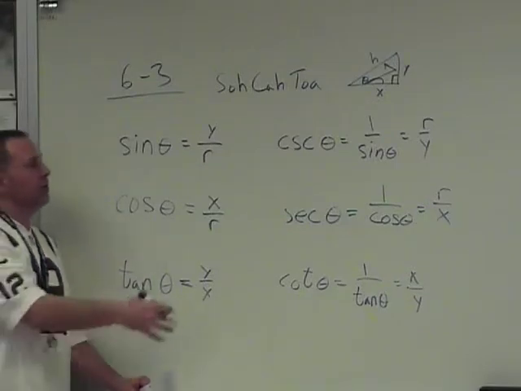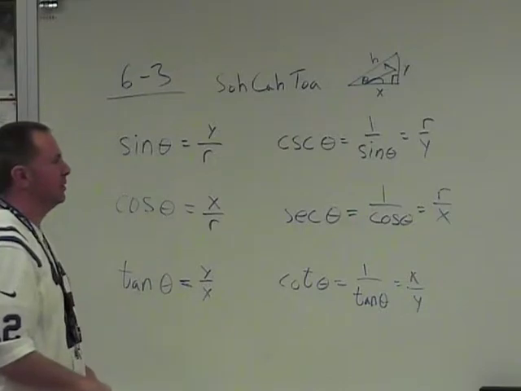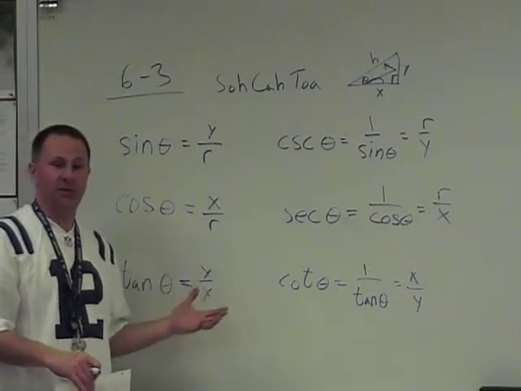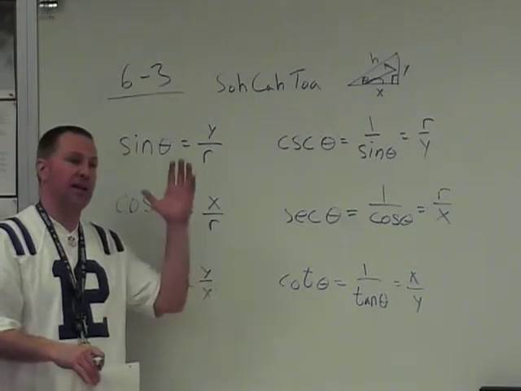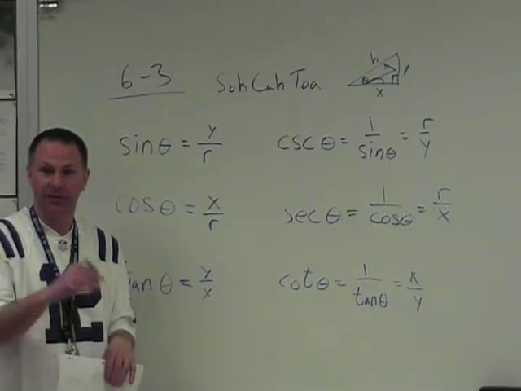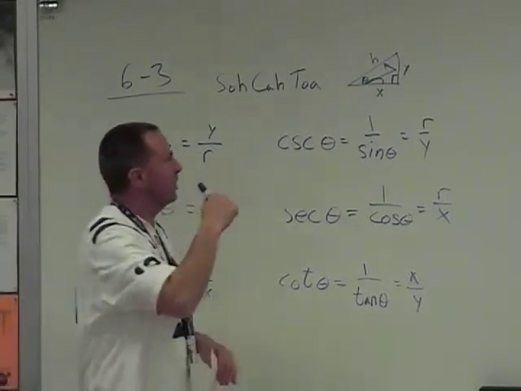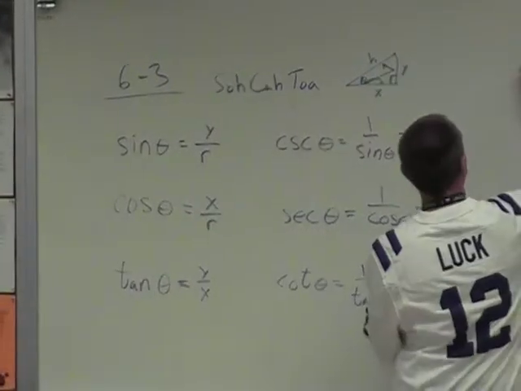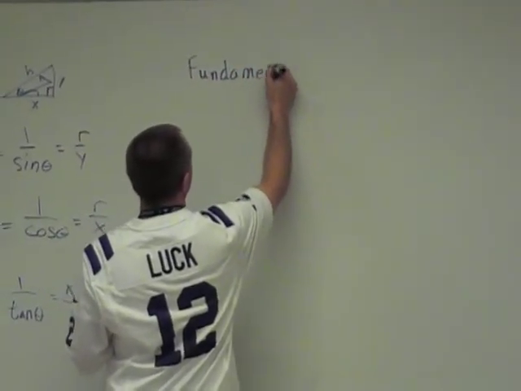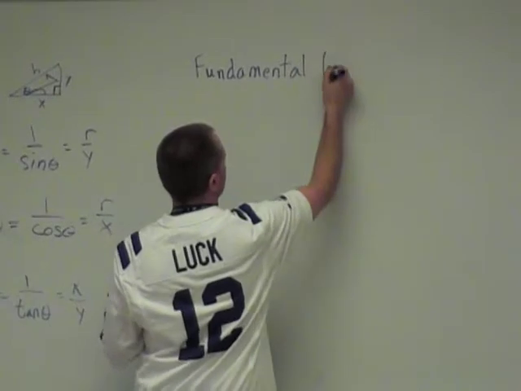That's important. So these 6 functions, you need to be able to tell me the values of all 6 things, given any information I give you. Now that's what we've been working on in all of December, okay? So let's talk about something new. Fundamental identities, which is really what that is. But I'm going to give you some formulas to go with this.